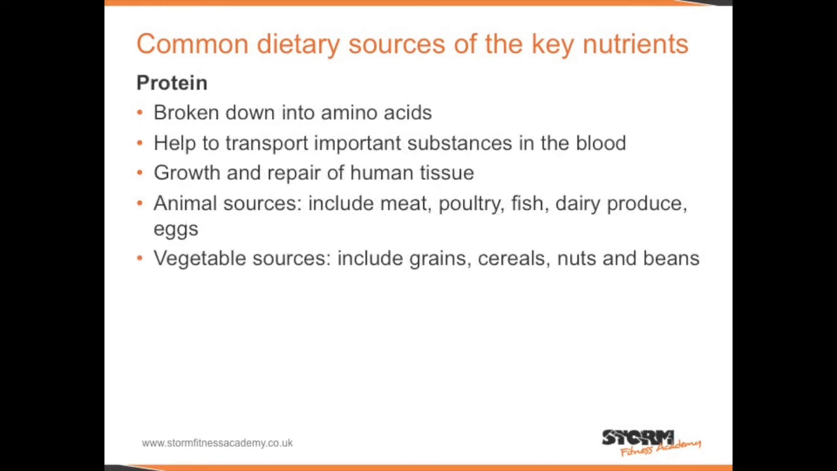Protein. Protein is broken down into amino acids. We refer to these as the building blocks of life. They help to transport important substances in the blood. They're also responsible for growth and repair of human tissue. Animal sources of protein include meat, poultry, fish, dairy produce, and eggs. But we can also source protein from vegetables, including grains, cereals, nuts, and beans.